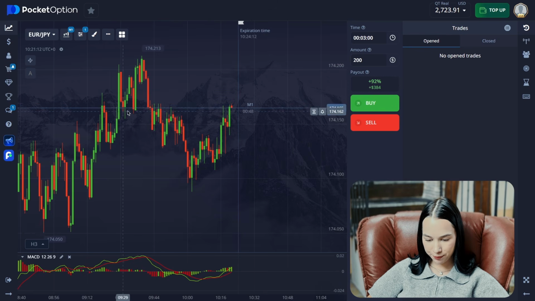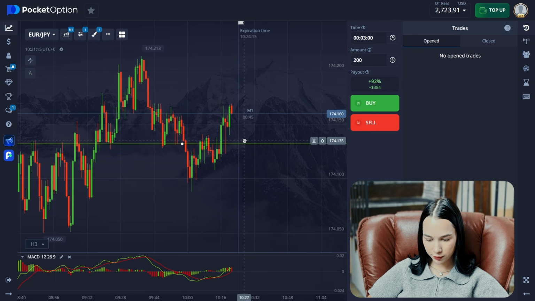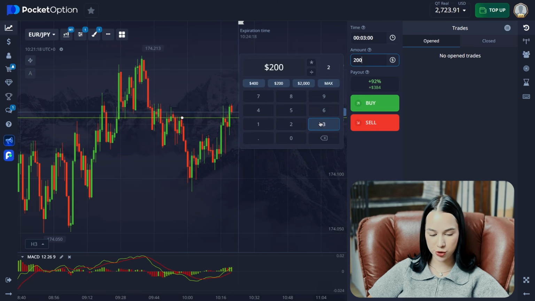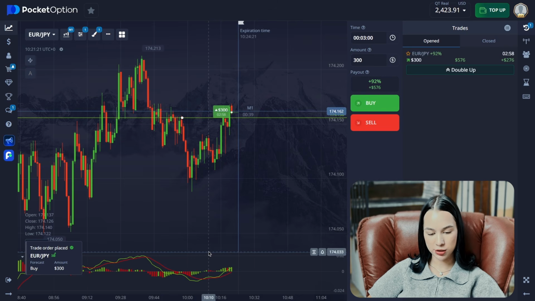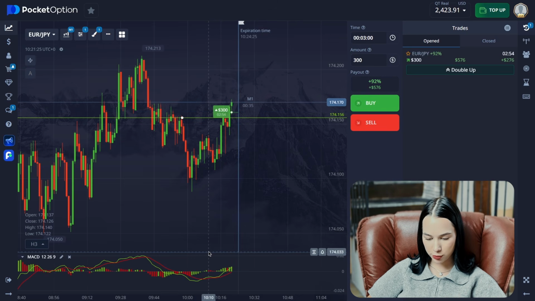Okay, now it started going. As you can see, resistance level is here. Let's change the amount real quick and we open a buy trade. So let's talk about breakout and retest strategy. Let me also draw for you the support level here. Here it is. We're gonna change the color.